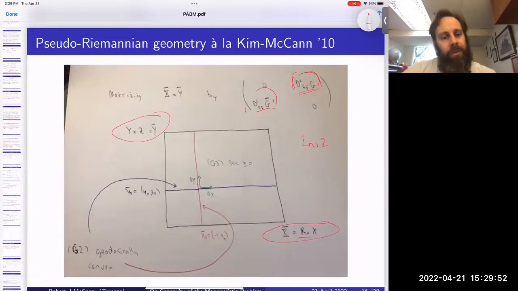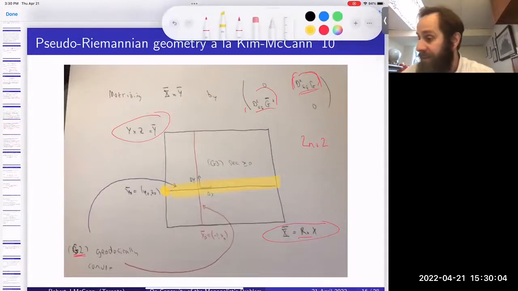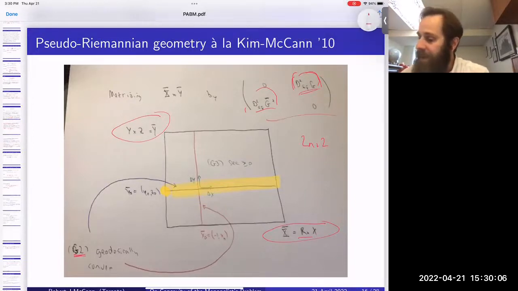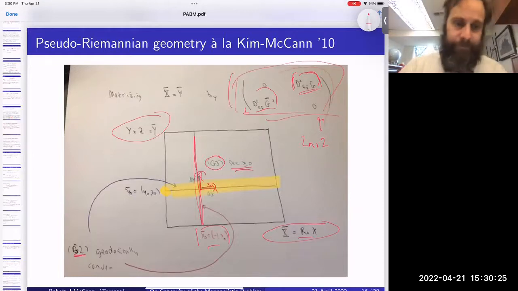And what is the convexity G2? It's basically asking that for every horizontal coordinate, the horizontal n plus 1-dimensional fiber is geodesically convex with respect to this metric. And for every vertical coordinate, the vertical n plus 1-dimensional fiber is geodesically convex. What is hypothesis G3? It's asking that when you choose a horizontal and a vertical vector, the sectional curvature of the two planes spanned by this horizontal and vertical vector in this metric is non-negative.